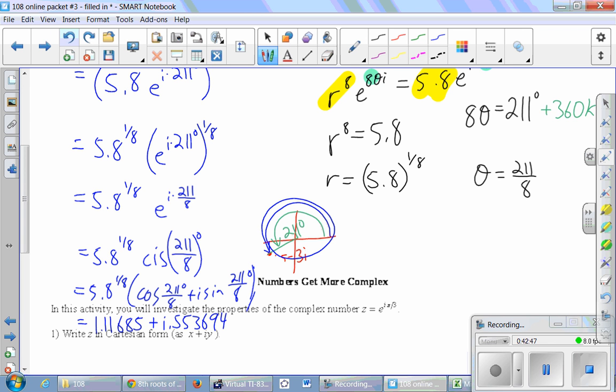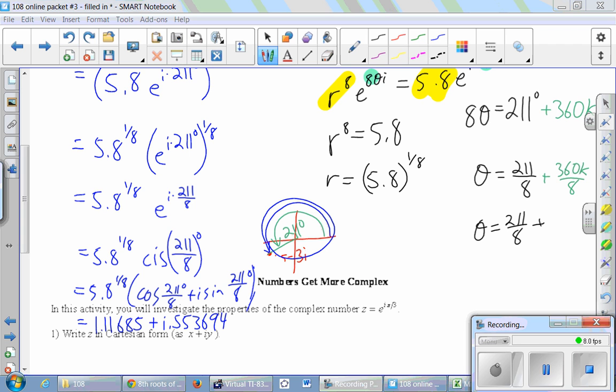So there you go. So then when we take this equation and we solve for theta by dividing by 8, we also need to divide this guy by 8, 360k over 8. And then we're going to change that to 211 over 8 plus, and then 360 into 8. What is that? So that goes 45 times, so 45k.